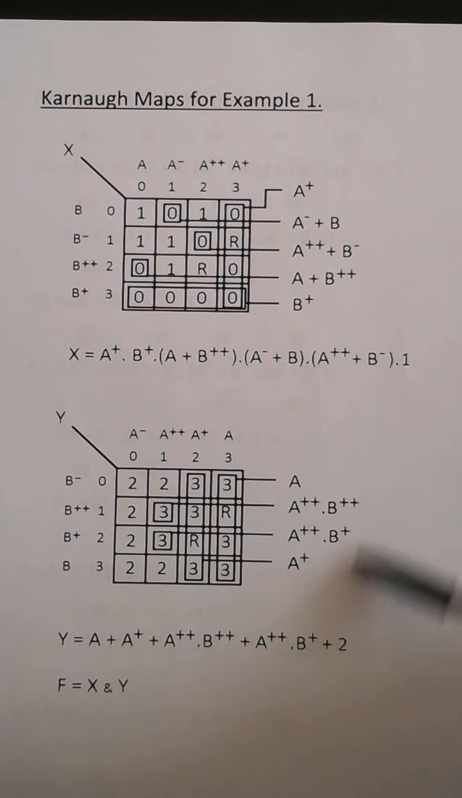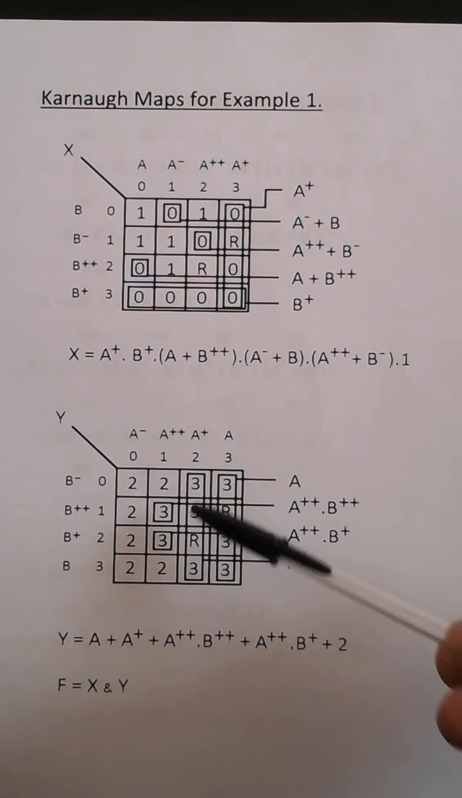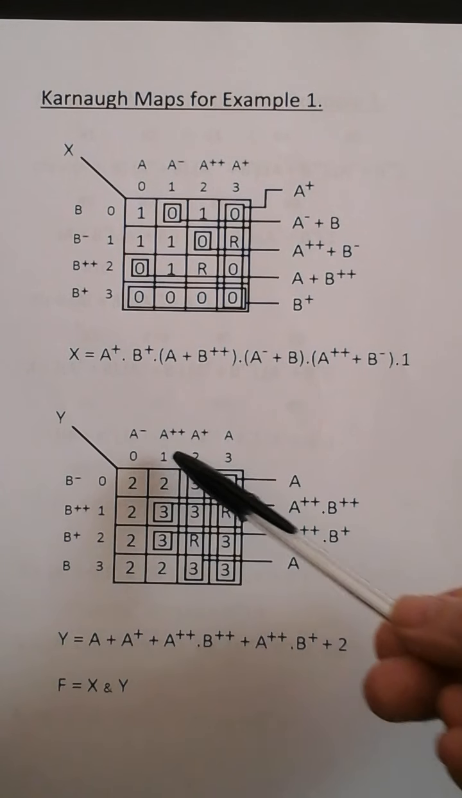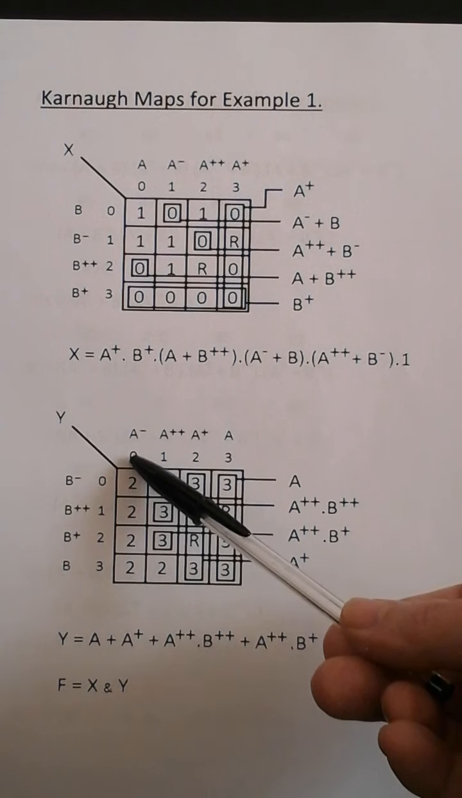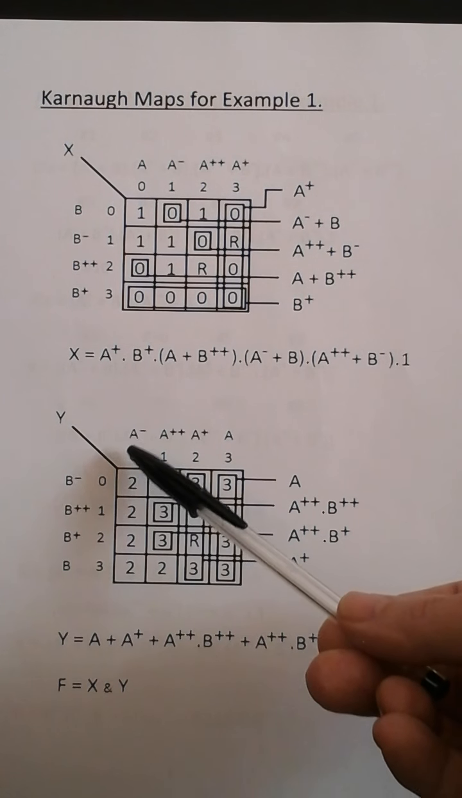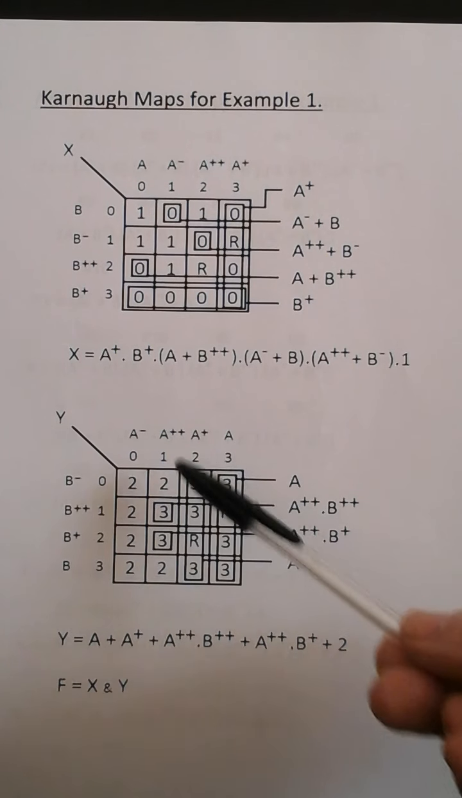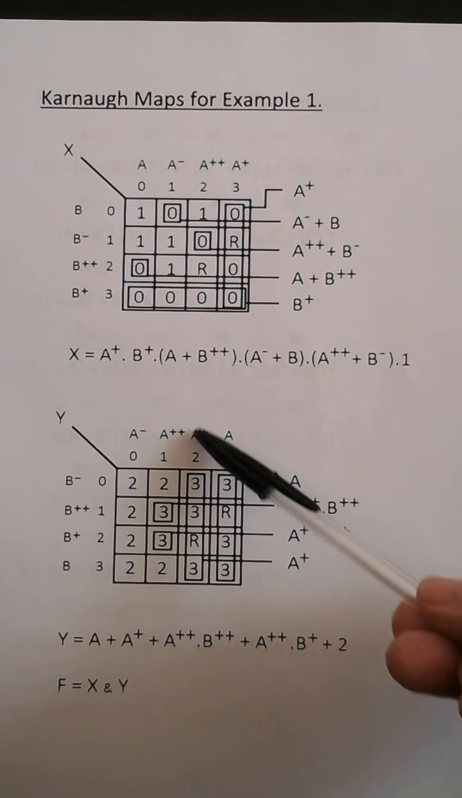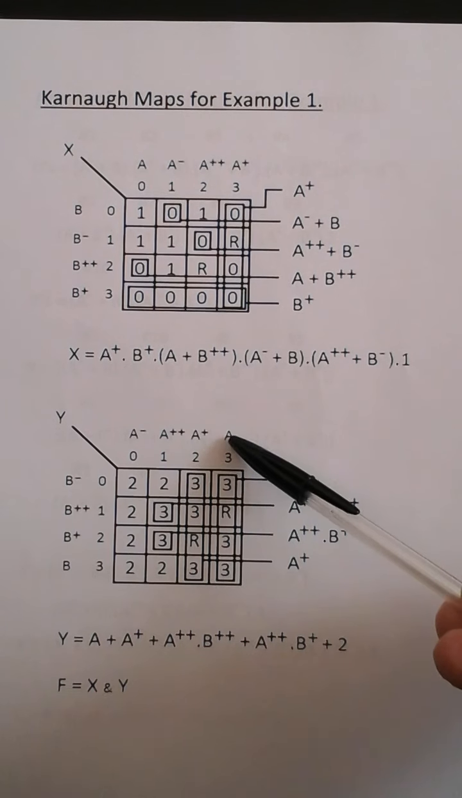For the function y, you're looping the 3's. So you have to say to yourself, what do I have to do to each coordinate of the counter map to get it to a 3? Well, you have to minus or add 3 to 0 to get it to a 3, so it's A minus. You have to add 2 to 1 to get it to 3, so it's A plus plus. You have to add 1 to 2 to get it to 3, so it's A plus. And 3 you don't have to do anything, so that's just A.